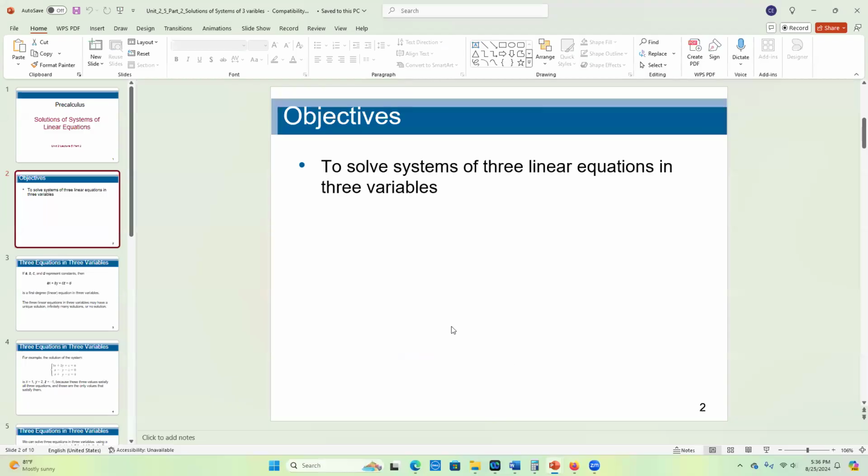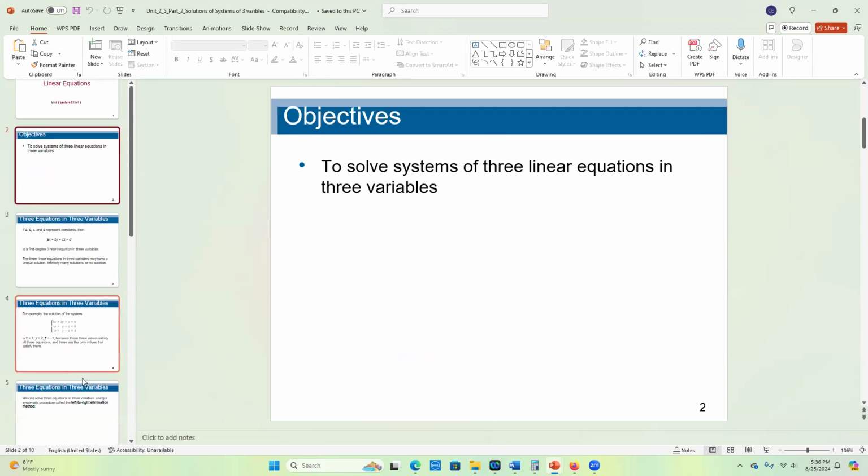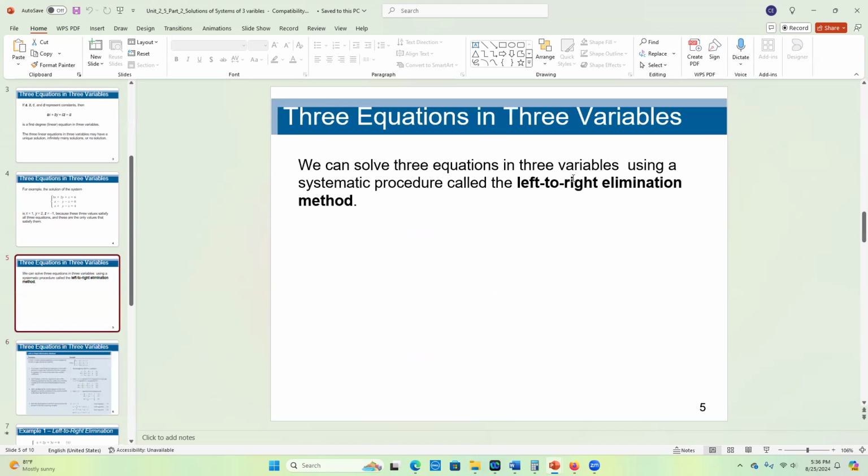So that will be the conclusion of this lecture. So again, in these lectures, we learn how to solve system of linear equations with 3 variables. Again, there are so many methods we can use. For now, we use a very simple method called left to right elimination method.